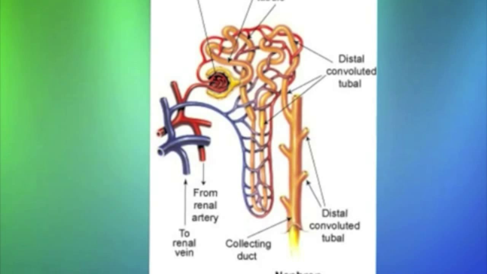In addition, there exists a process called tubular secretion, which is an active process by which non-filterable waste such as drugs, hydrogen ions, and ammonia are added to the tubular fluid so that they can also be excreted in the urine. This occurs at the distal convoluted tubule.